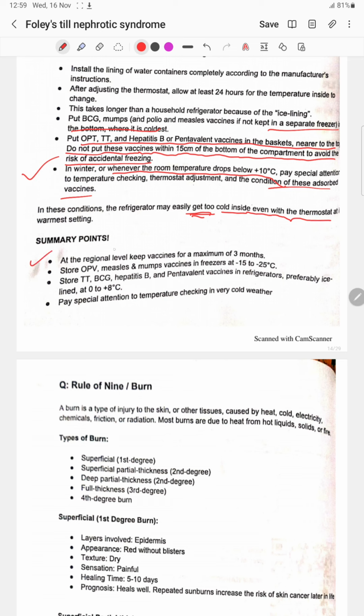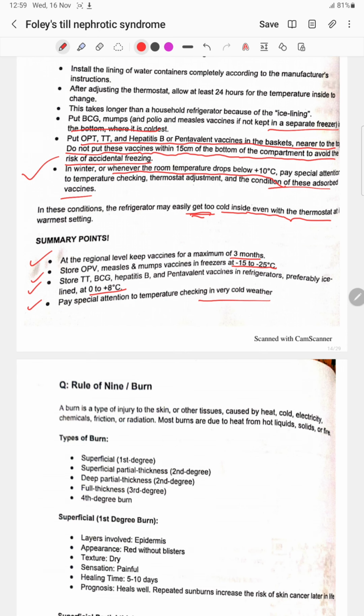The summary points: at the regional level, keep the vaccines for a maximum of 3 months, and store OPV, measles, and mumps vaccines in the freezer at minus 15 to minus 25 degrees centigrade, and store TT, BCG, hepatitis B, and the pentavalent vaccines in the refrigerator, preferably ice-lined, at 0 to plus 8 degrees centigrade. Pay special attention to the temperature checking in very cold weather.